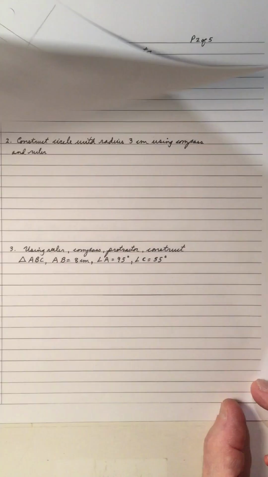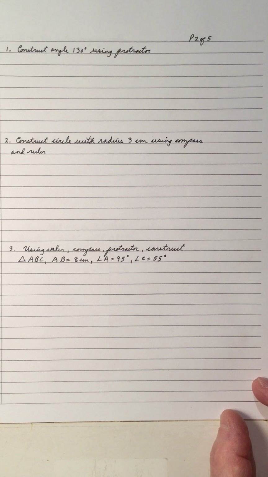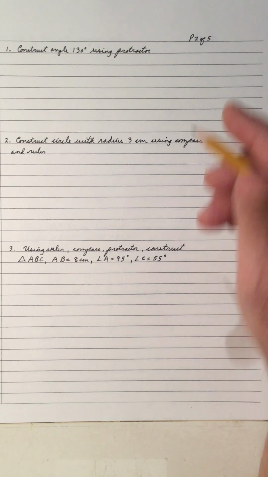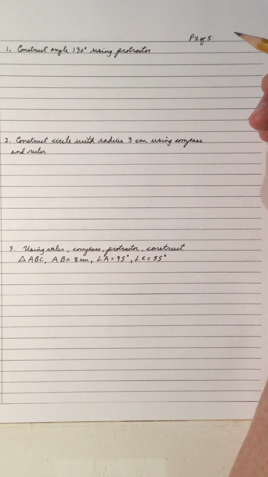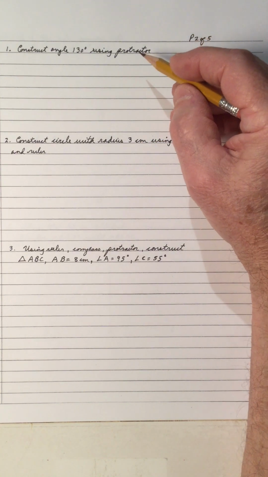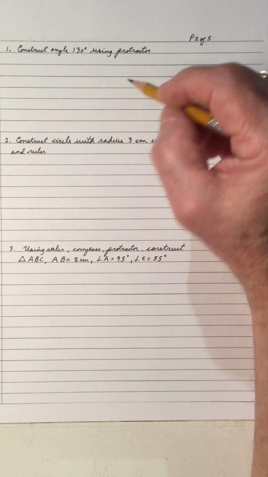Hi, welcome to my video on the review of constructions in geometry. This review is done not as a quiz because it's very hard to mark. So you can do one question at a time and see if you can copy or practice bisecting an angle, constructing a perpendicular, etc. So let's do number one. Construct an angle of 130 degrees using a protractor.